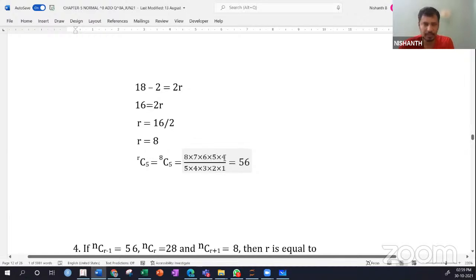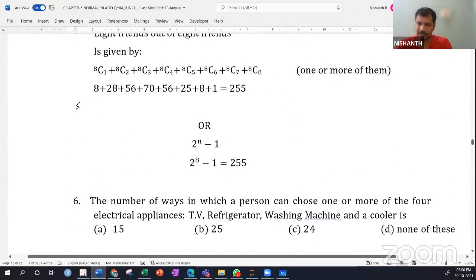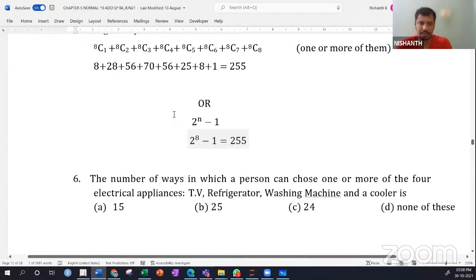8 into 7 into 6 into 5 into 4, divided by 5, divided by 4, divided by 3, divided by 2. That's how it goes. You should get the answer 56. So you should remember that in your calculator. At that time, it will be easy for you to solve these kinds of problems to a large extent.